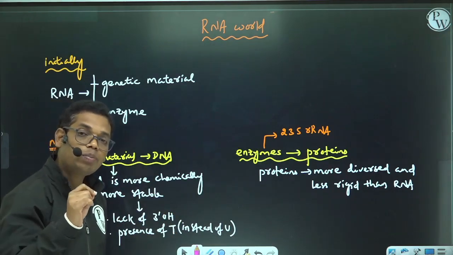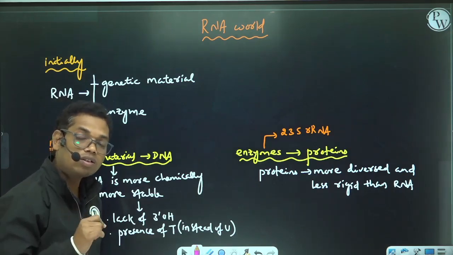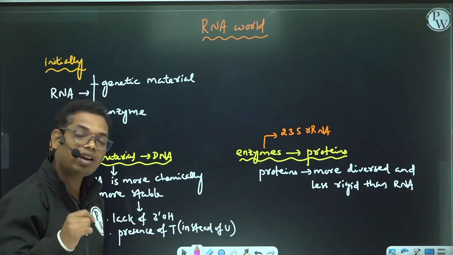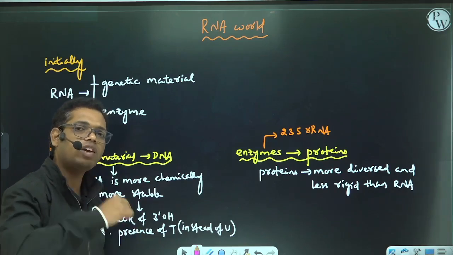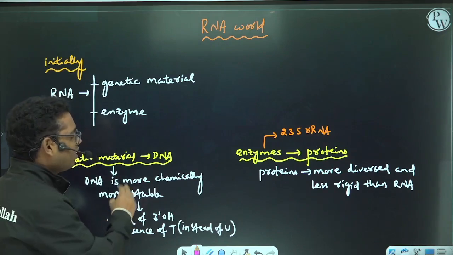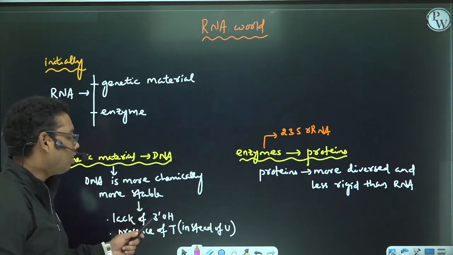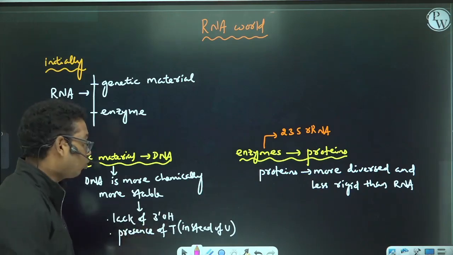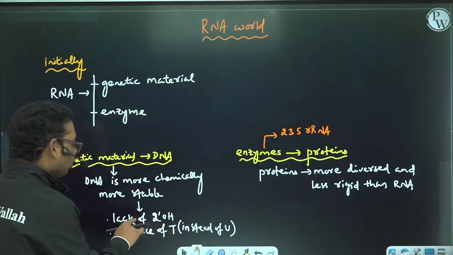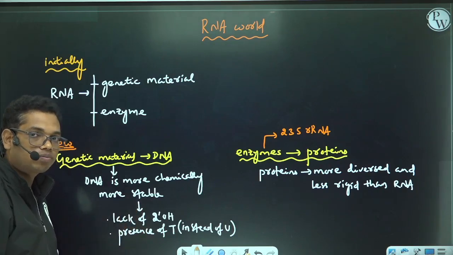Genetic material should be chemically more stable, and because RNA is less stable chemically as compared to DNA, that is why the genetic property shifted to DNA from RNA. Okay, so why is DNA more stable? Because of two main reasons. First reason is, in DNA at 2' carbon, there is no OH group. That is why this is more stable.